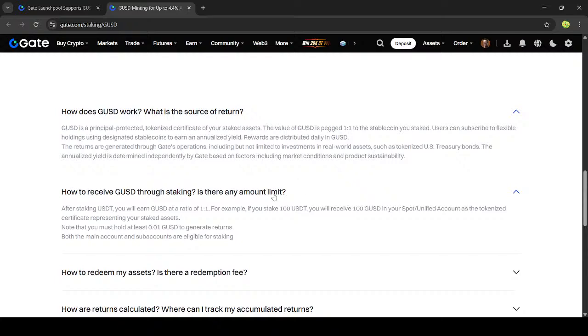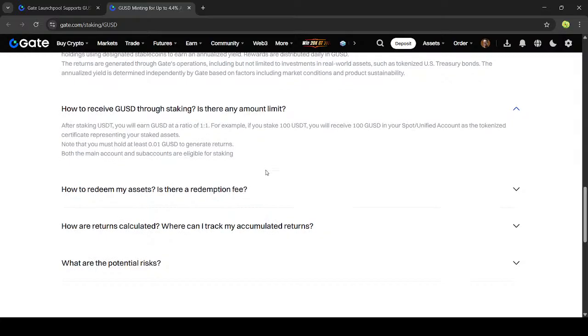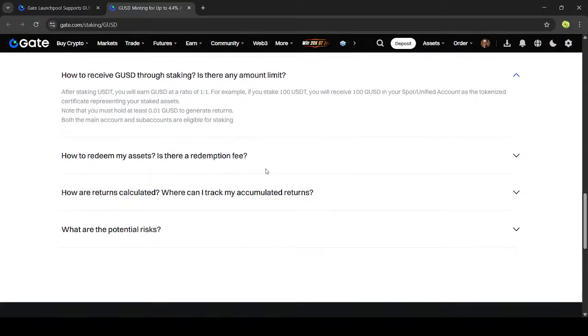So guys, how do you receive GUSD from staking, and is there any amount limit, guys? After staking USD you will receive GUSD at a ratio of 1:1. For example, if you stake 100 USD you receive 100 GUSD in your unified account, a token certificate representing the staked asset. Note that you must hold at least 0.01 USD to generate the return. Both the main account and sub account are eligible for staking.